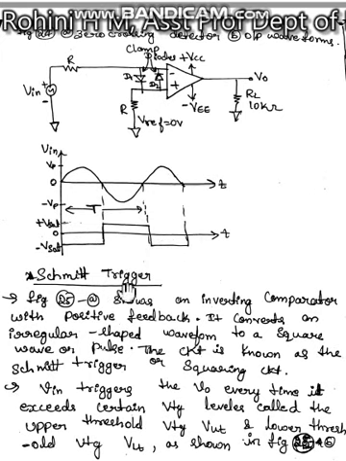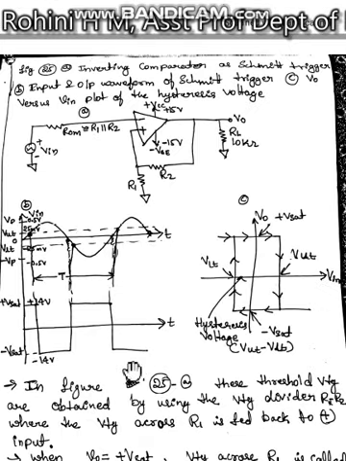Then comes the Schmitt trigger. The next diagram 2.5a shows the inverting comparator with positive feedback. It converts an irregular shaped waveform to a square wave or a pulse. So this is the circuit diagram. An irregular sinusoidal wave is converted into a square pulse. With this circuit we refer to it as a Schmitt trigger.